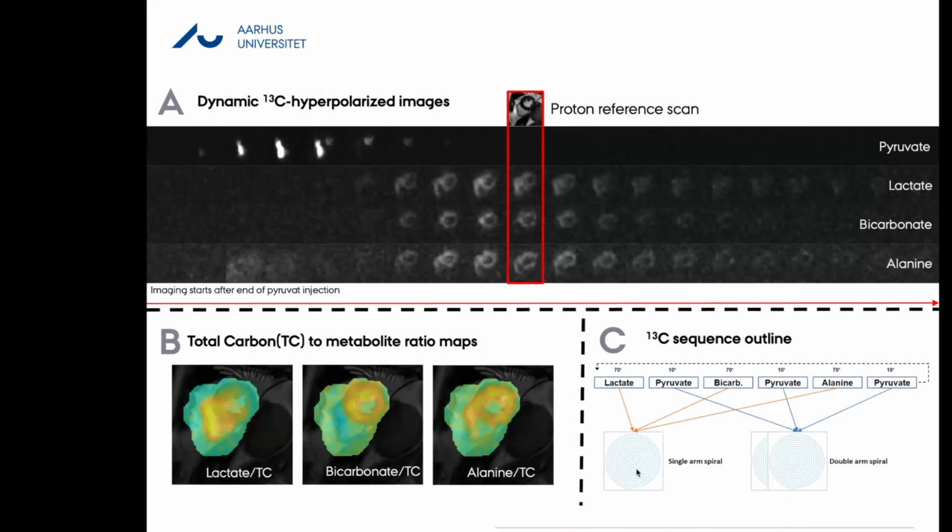And that sequence was set up with the help of Rolf Schulte. And you can see here you have a single arm spiral on the metabolites, and we actually had a double arm on the pyruvate signal, because we have so much higher signal, and we also have a lower flip angle here on pyruvate, and then we scanned 3 times as often on the pyruvate to get the hemodynamic information at a higher rate. But this is the data, as you can see here, that comes out of the scanner, and you can see the pyruvate up here and then the metabolites down here.